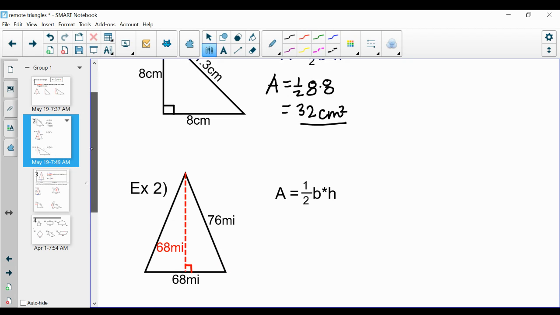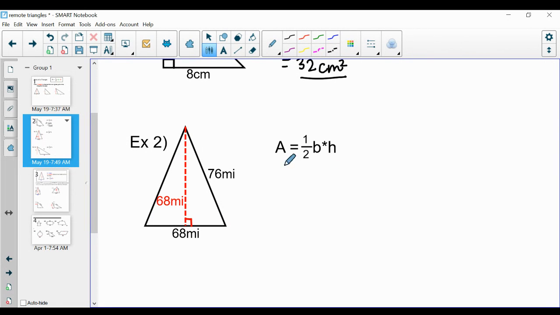The next one is an acute triangle where our base is right across the bottom, so it's 68. Our height is from the highest point straight down. So it's not 76. You will not use 76 as your height. It's this 68 again. Now, it won't always happen that the base and the height are the same, but in this case, they are both 68. That's the base across here, and then the height is in red, and it is also 68.